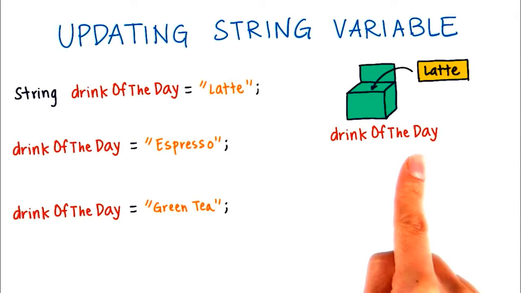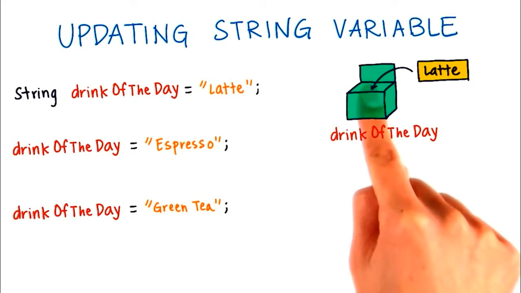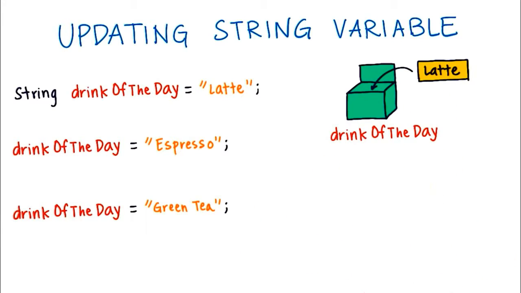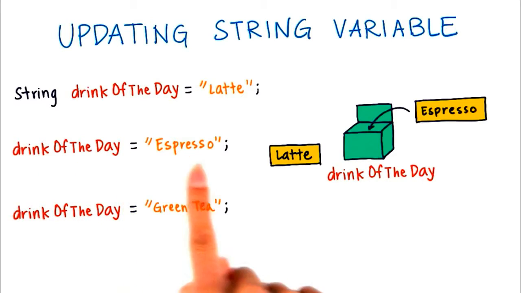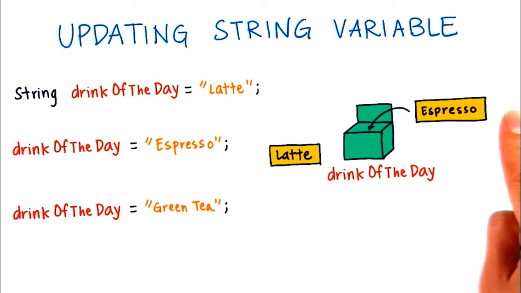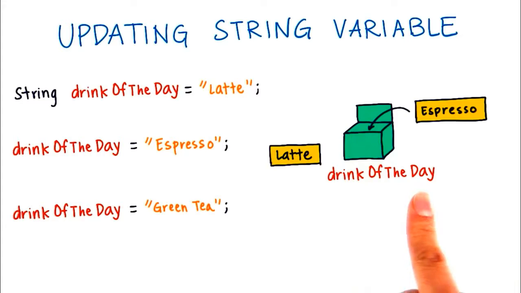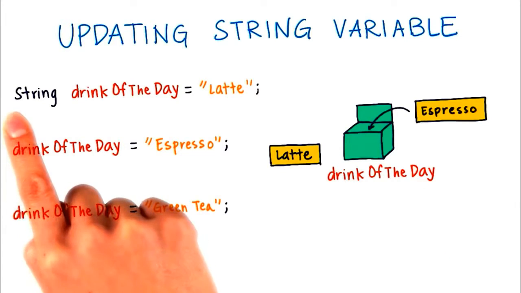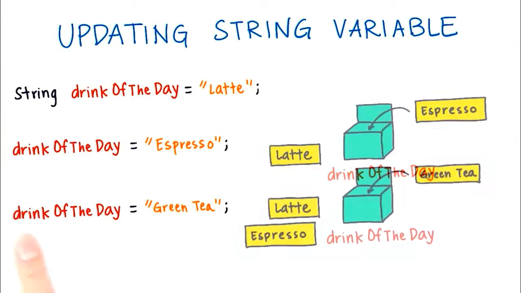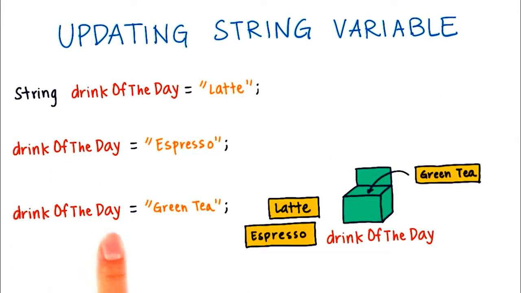With our box analogy, this is what it would look like. We have the latte value stored inside this variable. On another line of code, we can say drink of the day equals a new string value. Now the word espresso is stored in this string. We don't need to specify the data type string again because it was already declared as a string up here. On the next line of code, if we say drink of the day equals green tea, then we store green tea into this variable now.